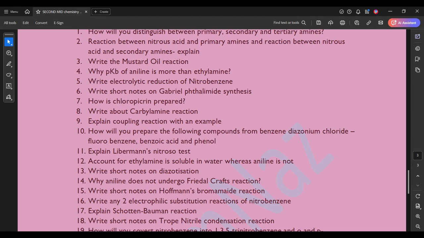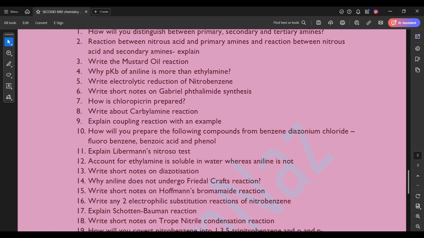Account for ethylamine is soluble in water, whereas aniline is not. So these type of reasoning questions are asked in the book back. I think it is question number 8. So 8th question number and 9th question number, arranging the order of the elements according to some criteria. Those questions are very important.